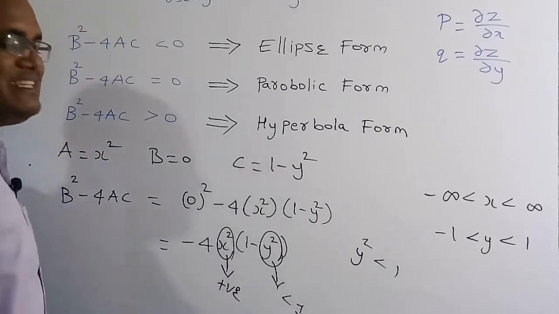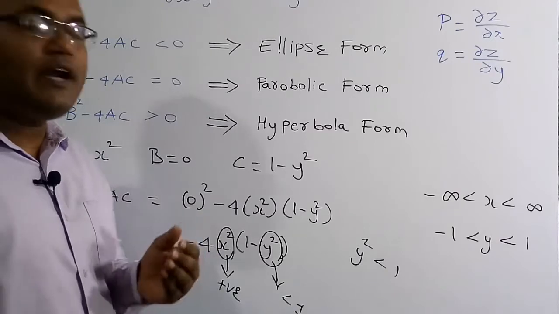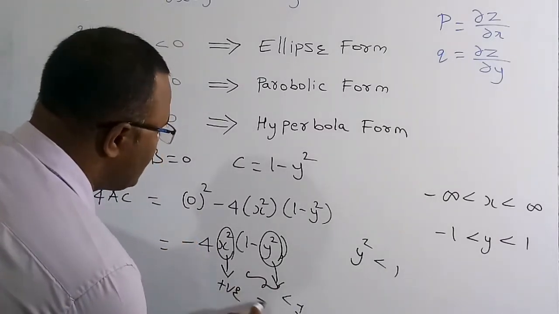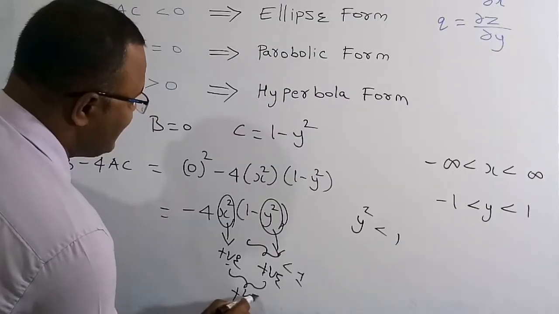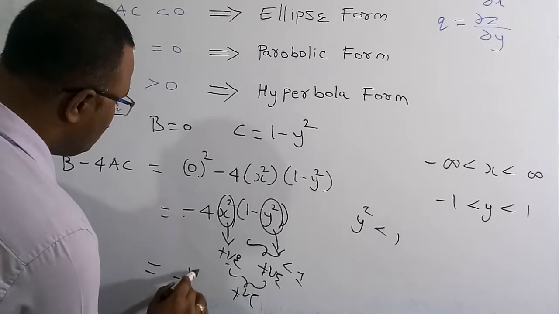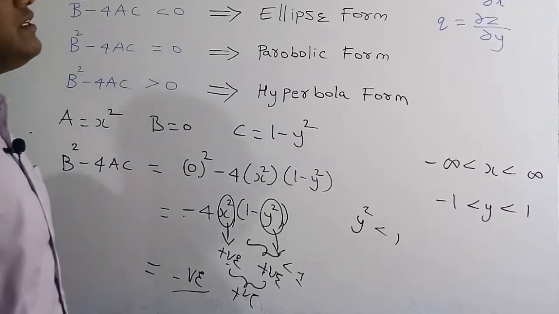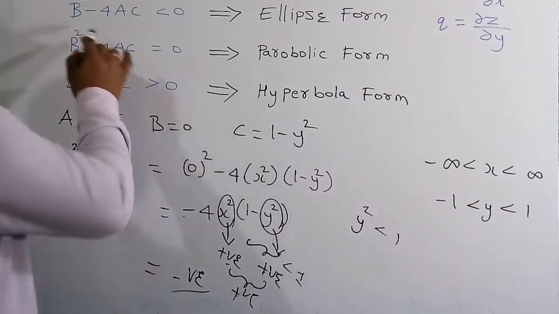So 1 minus any value which is less than 1 is again a positive value. So therefore this is also a positive value. Positive into positive, so the overall value is positive, but there is a negative sign here. So minus into plus is again minus. So the overall value, which is b square minus 4ac, is negative. So out of these three only this condition is satisfied.